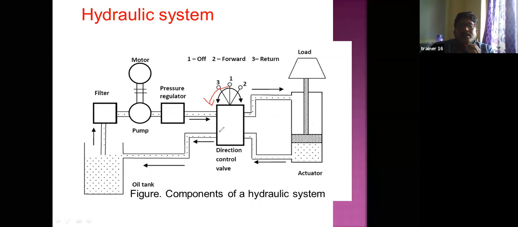Automatically, this is what happens from the directional control valve. Here the liquid enters in this direction, and the pressurized liquid will lift up this piston and it moves in this direction. That is the lifting up of the load. Whatever liquid is here goes in this direction, and then again in this direction, and then it reaches the oil tank. So now it is clear.